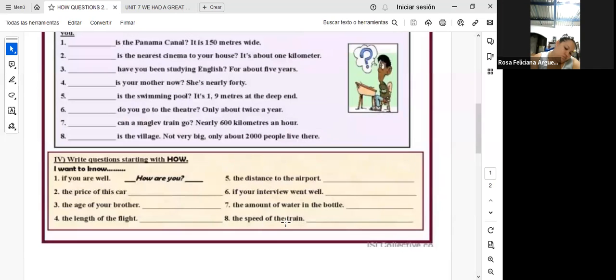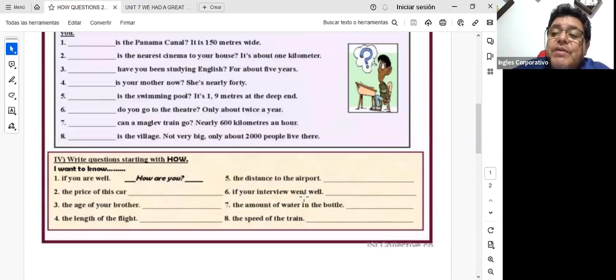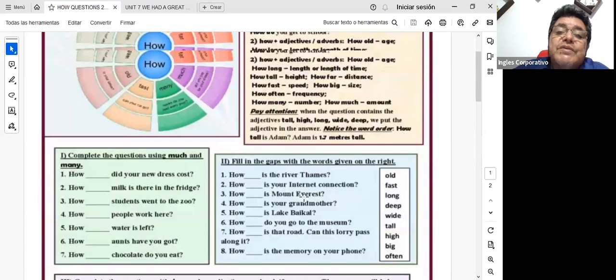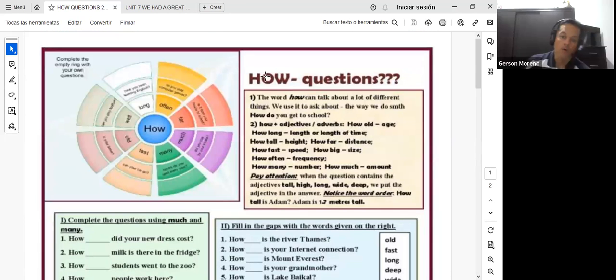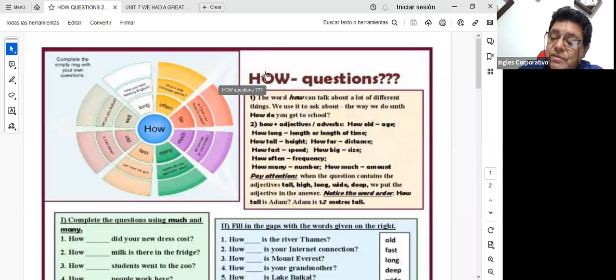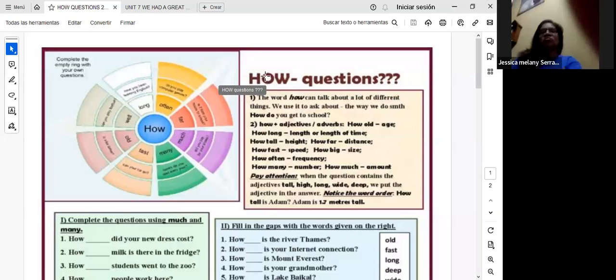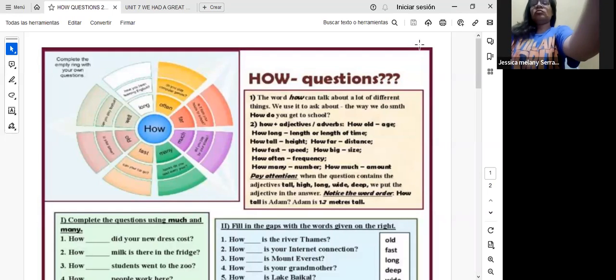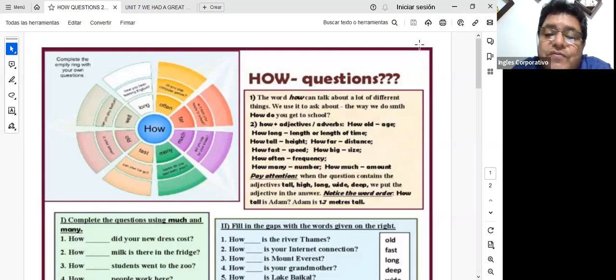Okay, tell me. Questions about this? You see, remember, we're starting questions with how. How questions. Do you understand better how to make different kinds of questions?